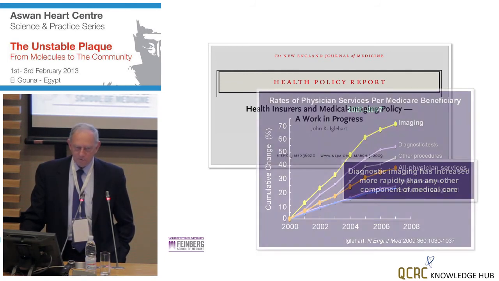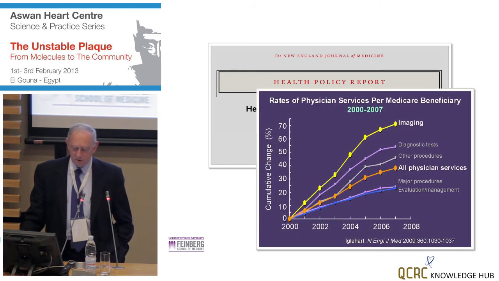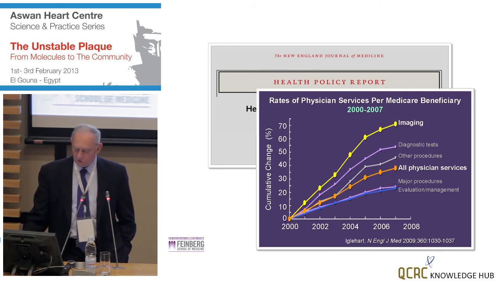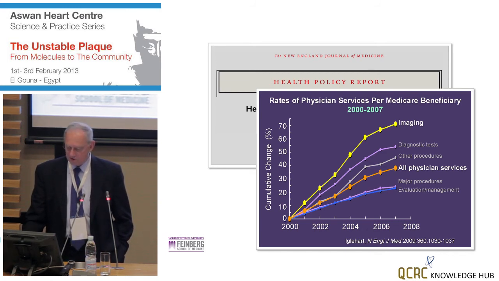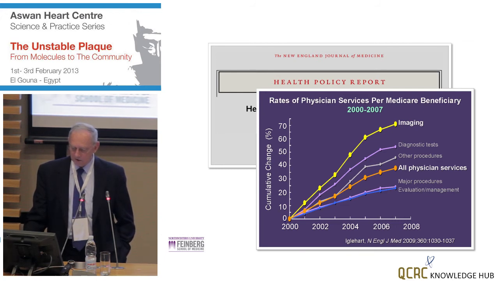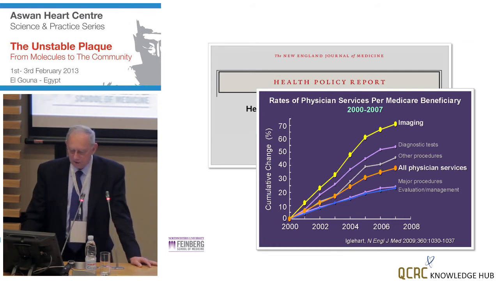These are data from our Medicare database. These are all patients in the US over the age of 65 who receive our federal insurance. You can see everything we do has increased in terms of tests, procedures, other major procedures, evaluation and management. The mean increase is shown here for all physician services, but in yellow is imaging. So imaging has increased more steeply than any other component of medical care.